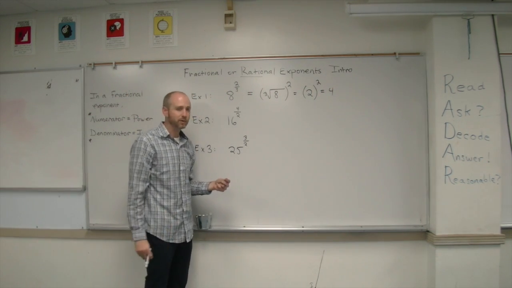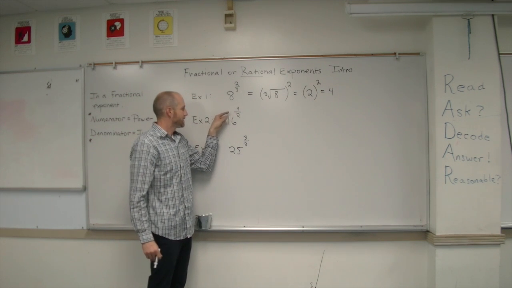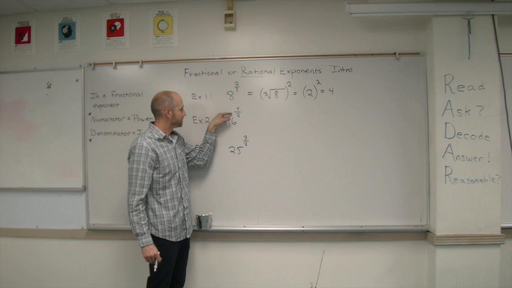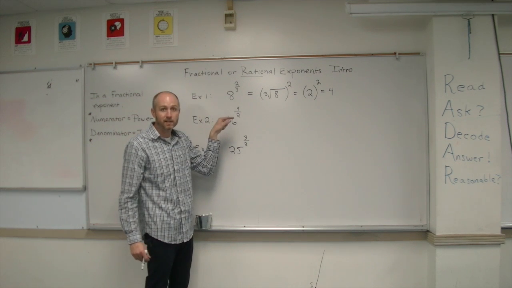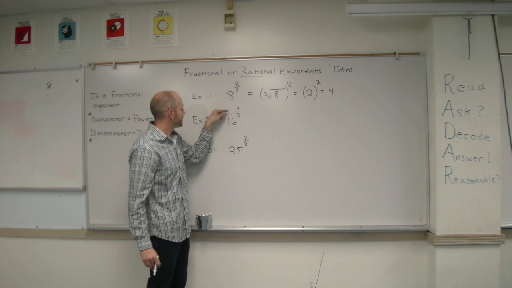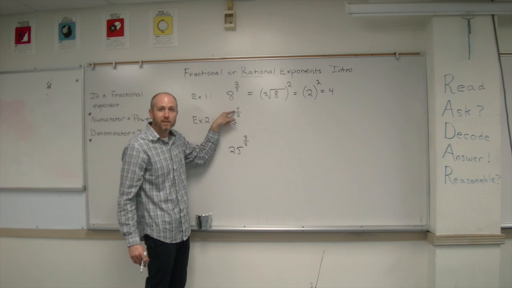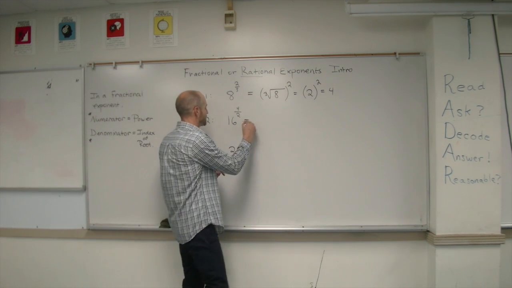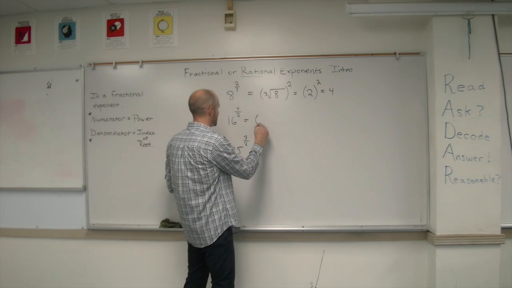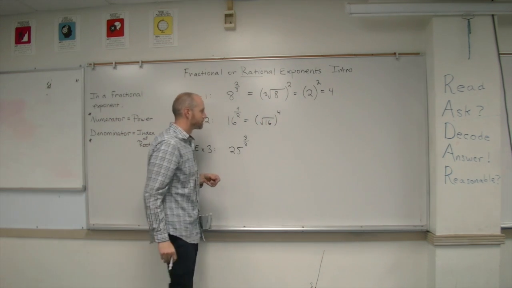Okay, let's practice a few more. So here we have 16 raised to the power of 4 over 2. This, which we should see, is the same as 16 raised to the power of 2. Okay, so this means take the square root of 16 and then raise it to the power of 4. So the square root, index 2, looks like this, square root of 16, and then we're going to raise it to the power of 4.